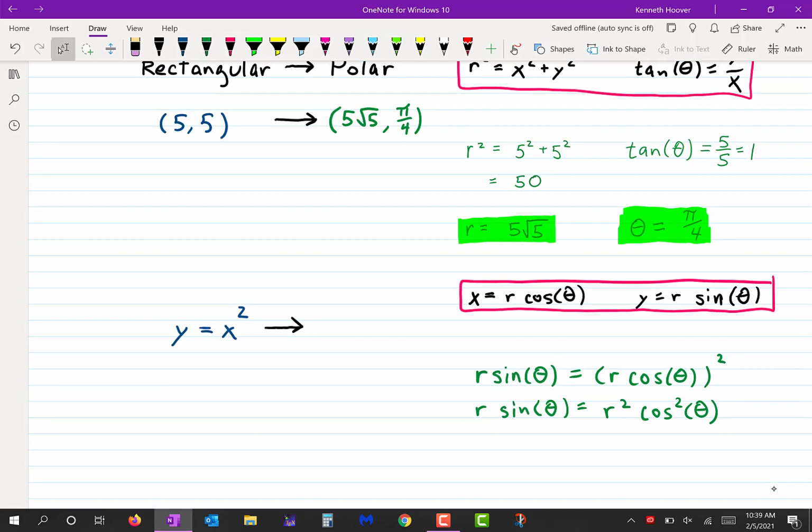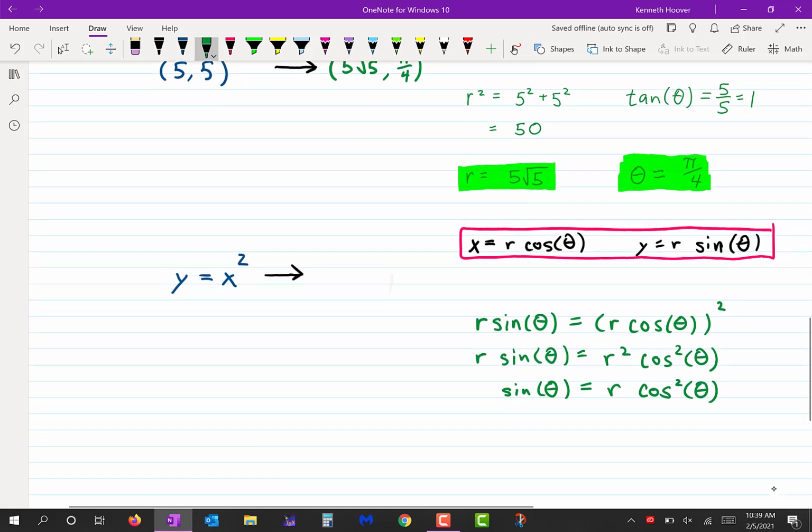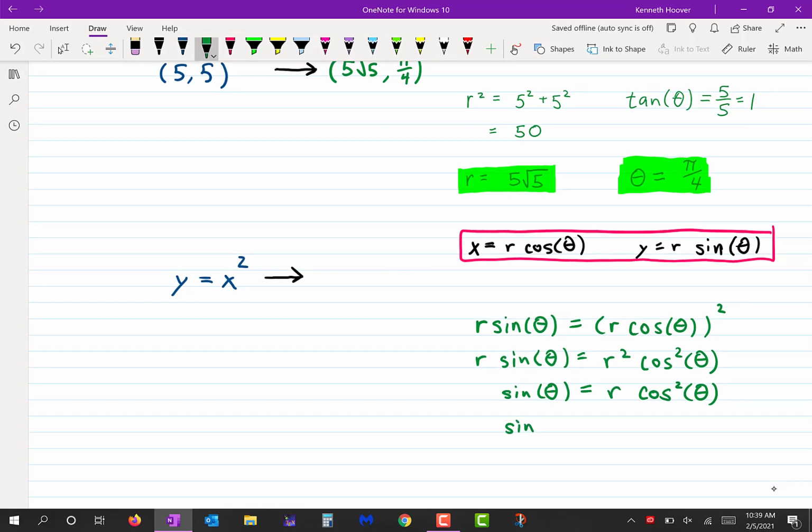Let's divide both sides by r, which we can do as long as r is not 0. And then let's divide both sides by cosine squared theta as long as that's not 0. And so there we have our polar equation. r equals sine theta over cosine squared theta. Or if you prefer, that's also equal to tangent times secant.